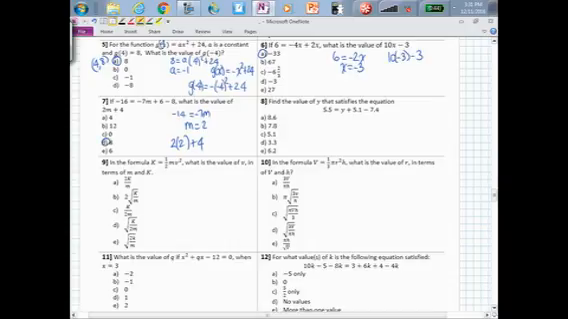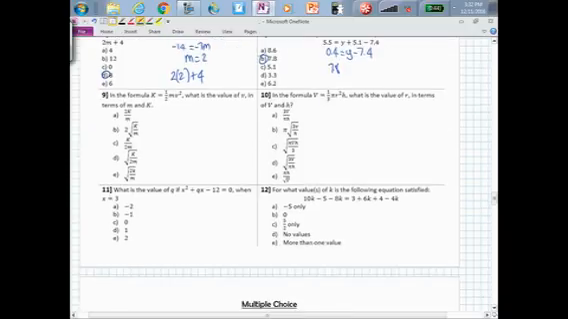Find the value of y that satisfies this equation. Don't let the fact that there's decimals in there mess you up. Combine our like terms, or actually just move this 5.1 over here. I get 0.4 equals y minus 7.4. If I add this across, 0.4 plus 7.4, 7.8, and it's just asking for y, nothing else.